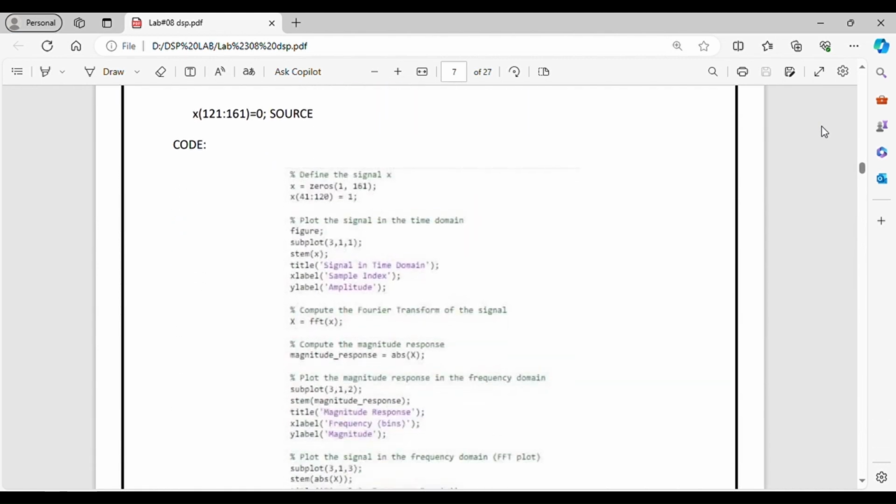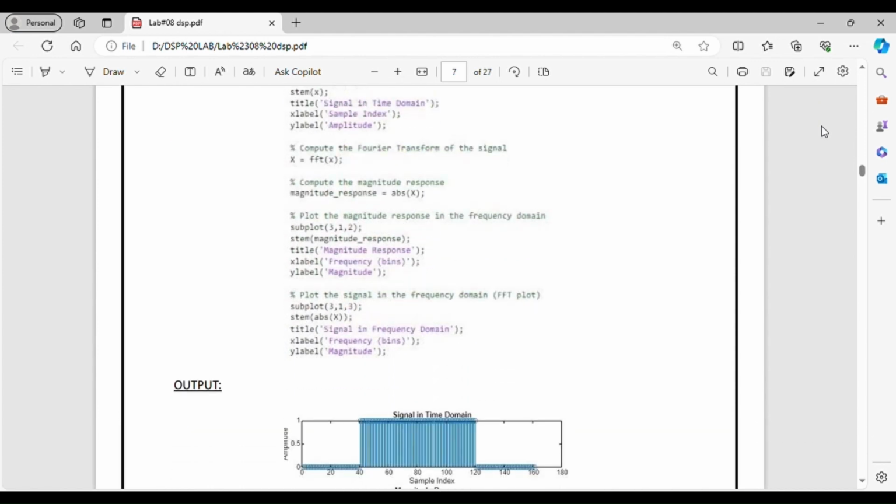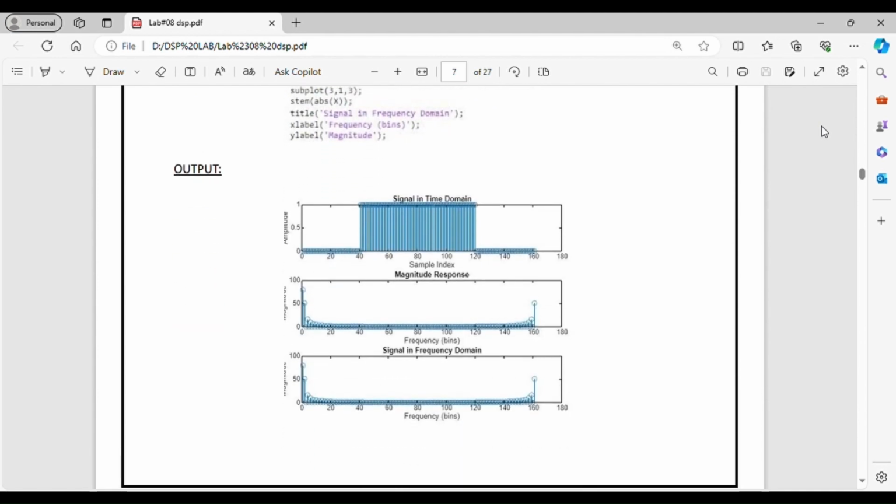The next code defines the signal x, which is zeros of 1 to 161, and the ratio of x from 41 to 120 is equal to 1. Plot the signal in the time domain, compute the fast Fourier transform of the signal, compute the magnitude response, plot the magnitude response in the frequency domain, and plot the signal in the frequency domain. The output of the signal in the time domain, magnitude response, and signal in the frequency domain is given.